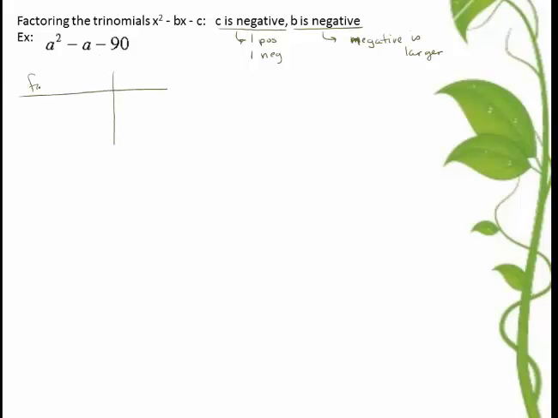So I'm looking for factors of 90 with a difference of 1. If I do 9 and 10, they have a difference of 1. I want that 1 to be negative, so I make my 10 negative. Using the big giant X, negative 90, negative 1. I'd come up with 10 and 9. I want it to be negative, so I make the 10 negative, and I get a plus 9 times a minus 10.